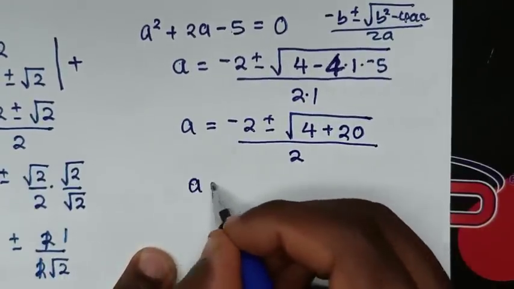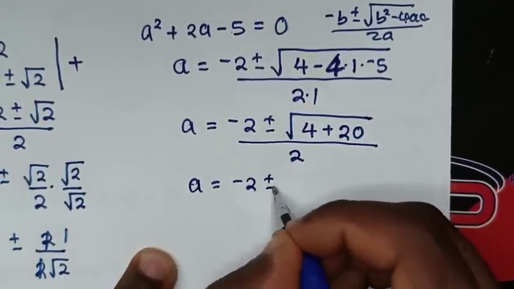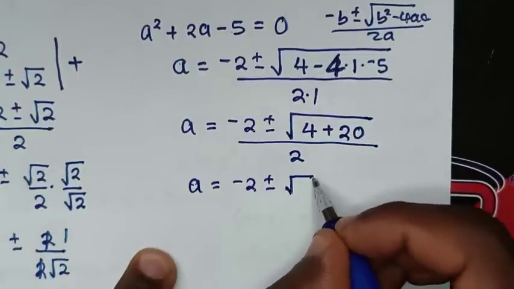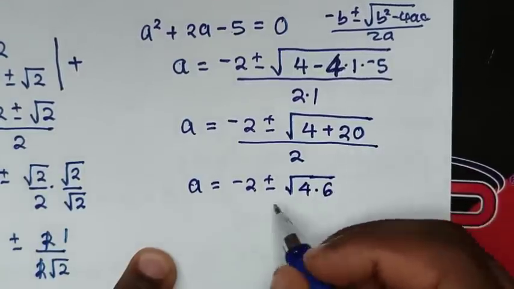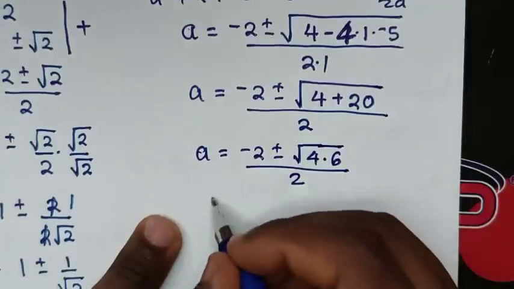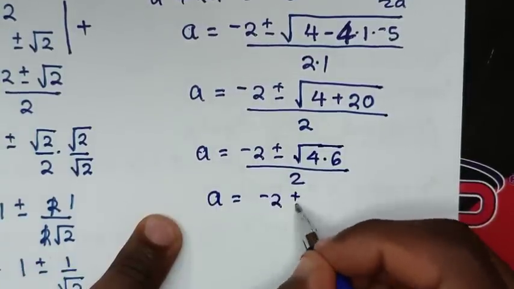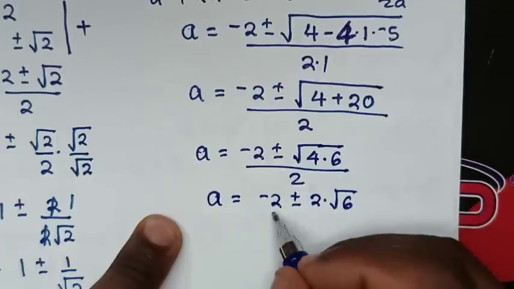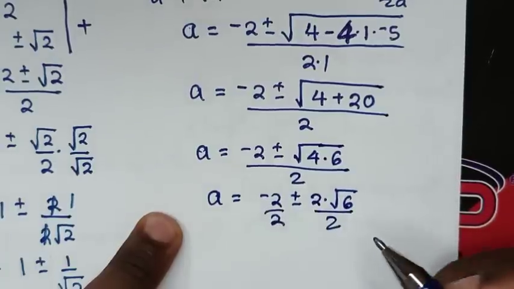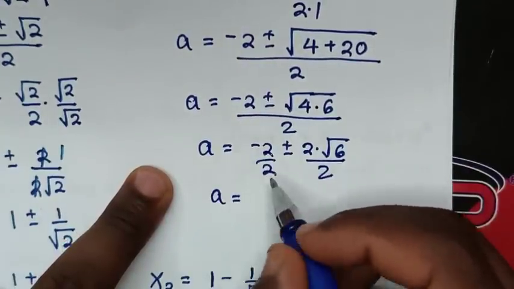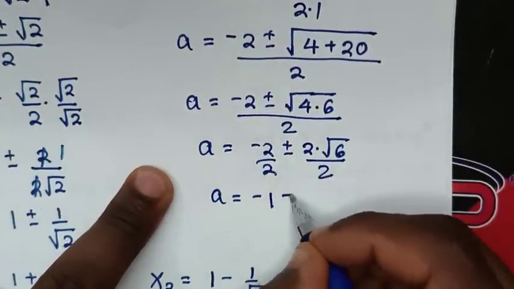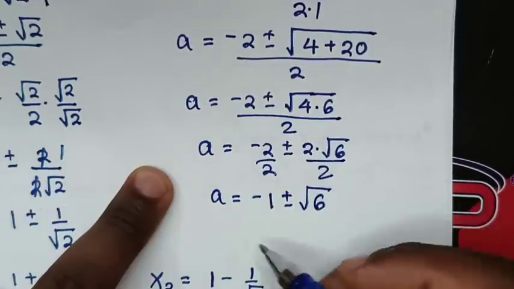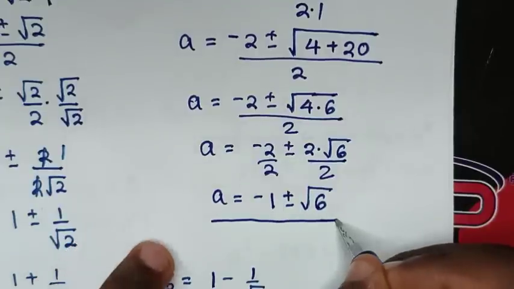Then it will be a is equal to negative 2 plus or minus square root of 24, which is the same as square root of 4 times 6, then over 2. So it will be a is equal to negative 2 plus or minus square root of 4, which is 2, times square root of 6. Then we divide by 2, and here divide by 2. So it will be a is equal to negative 2 divided by 2, which is negative 1, plus or minus square root of 6, as this cancels. So this is the value of a.